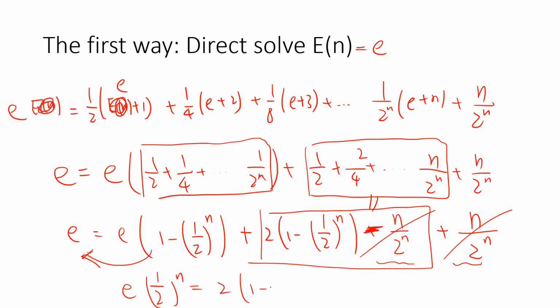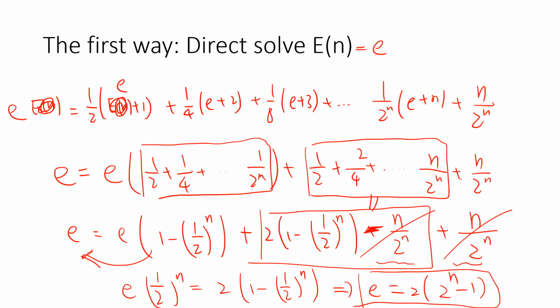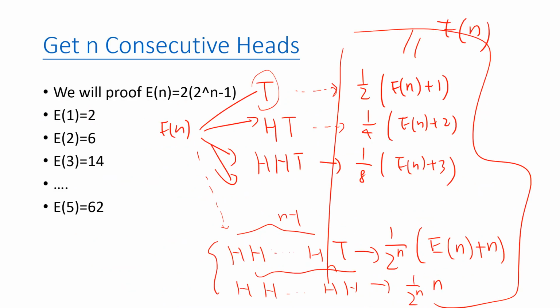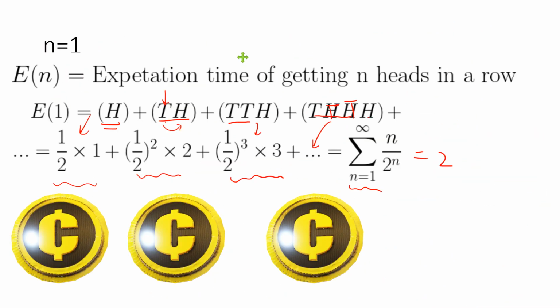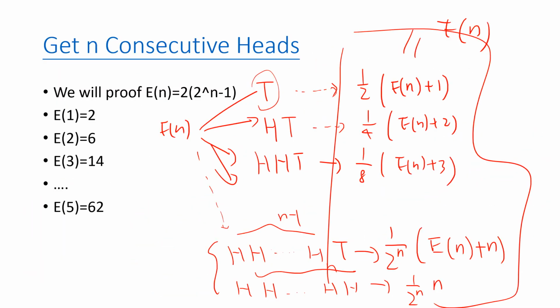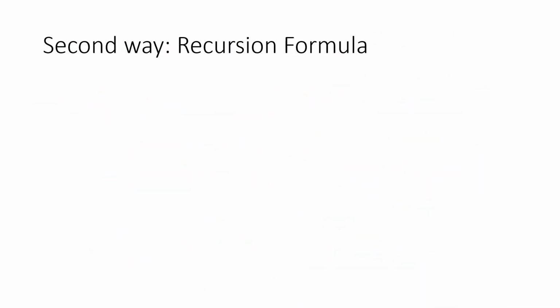2 minus 1/2 to the n. So we get E is, you multiply 2 to the n. You get 2 times 2 to the n minus 1. So congratulations, then we solve it. So this is the answer. And this coincides with the observation. For n equals 1, and basically you can check for n equals 2, n equals 3 by yourself.